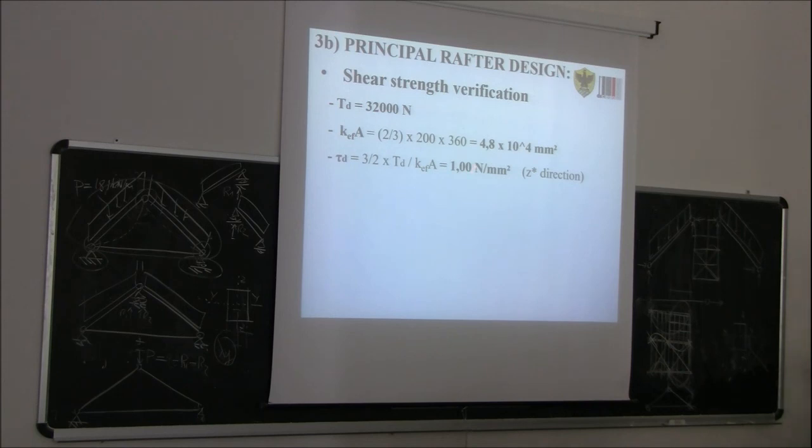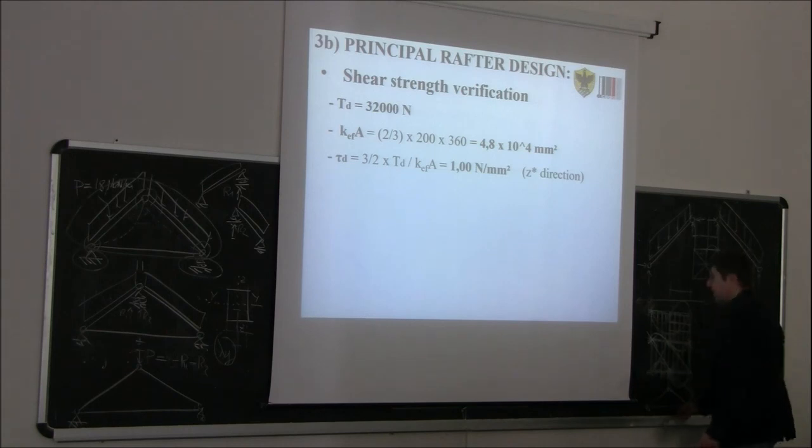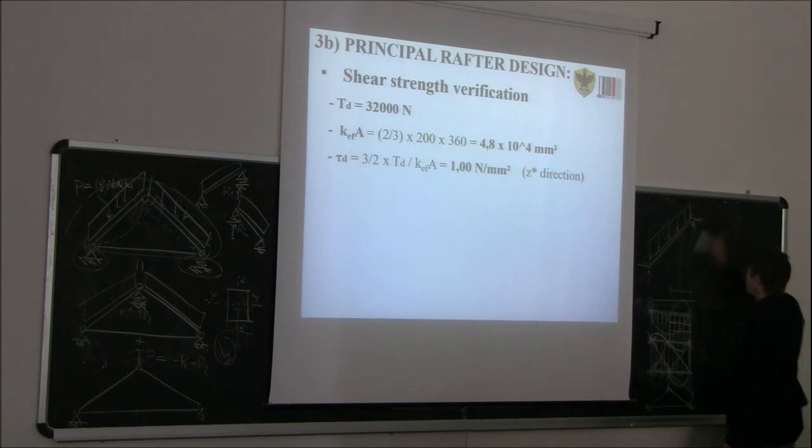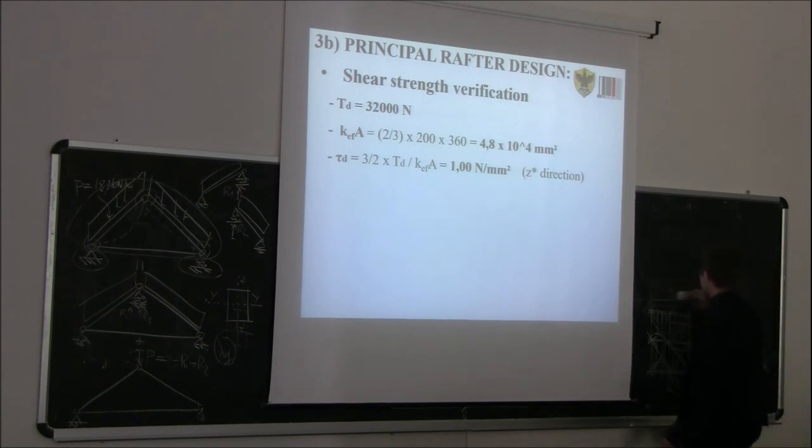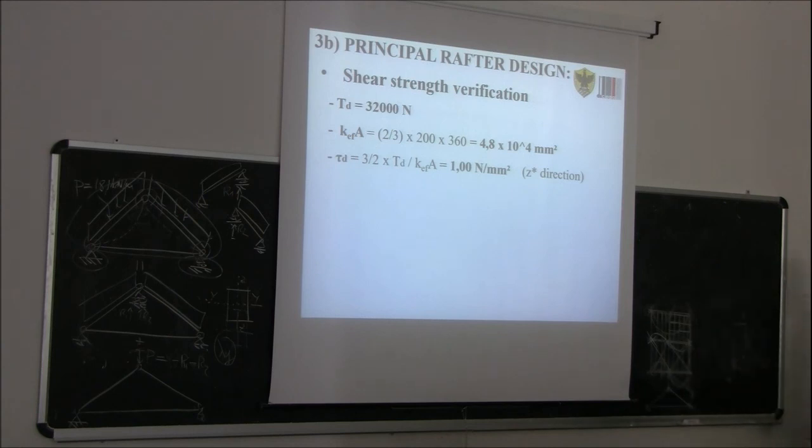So for the maximum shear, we need to keep in mind that we have biaxial bending. So due to biaxial bending, we have two shear components. Oh no, sorry, now we are talking about the rafter. For the rafter we don't have biaxial bending. We have uniaxial bending, so for the rafter there is only one shear component, this one. The double shear component was yesterday when we were talking about the purlins, of course.